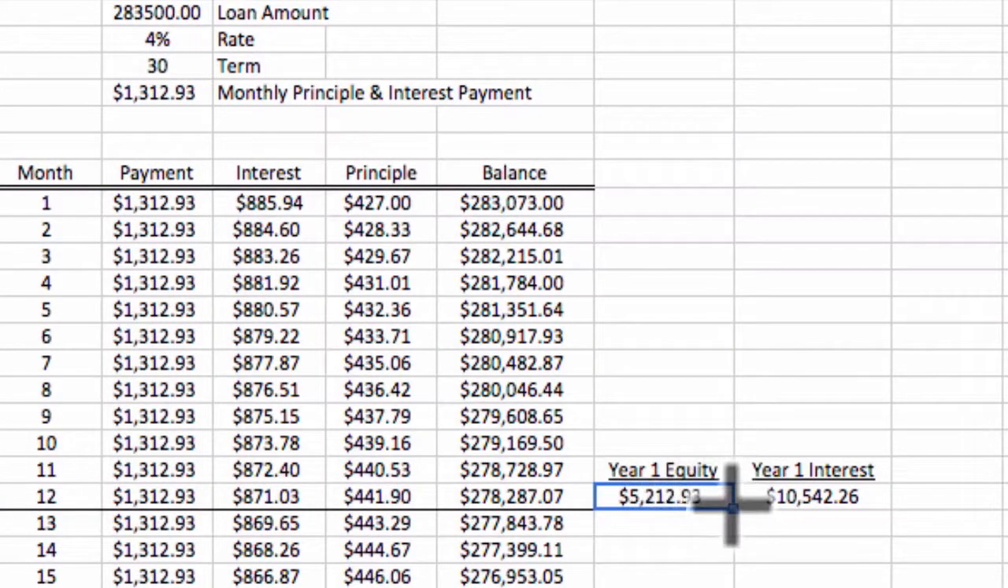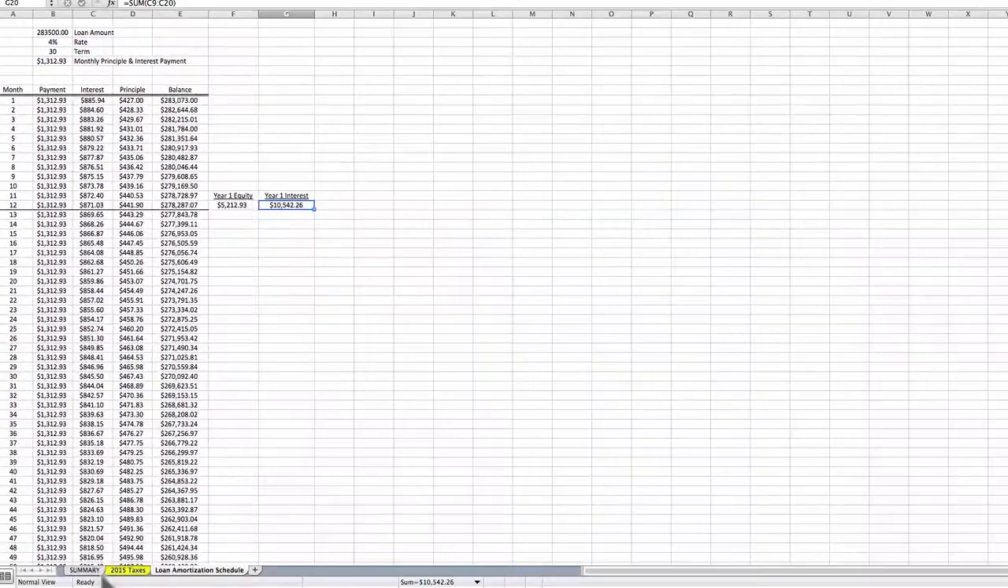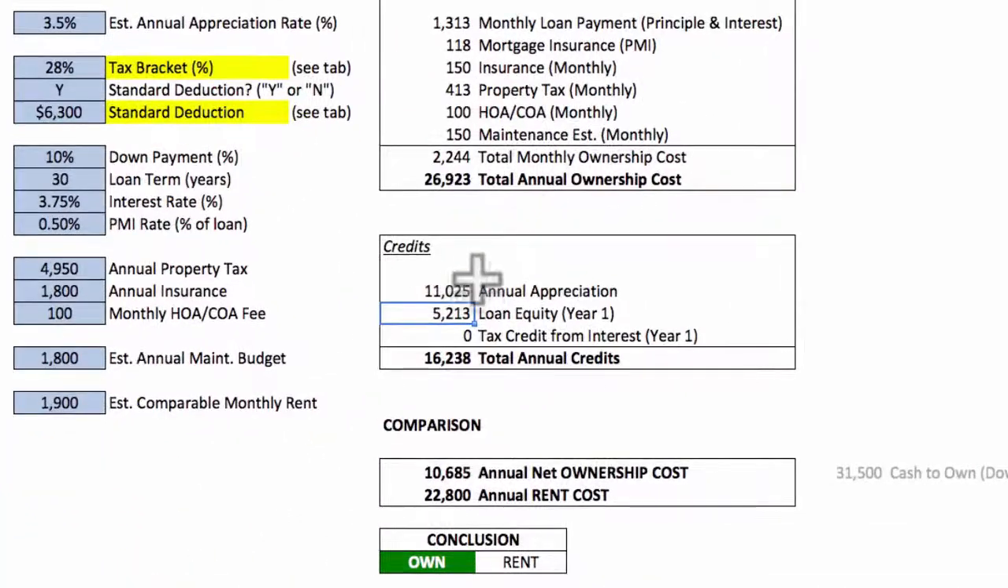And you can see here equity is $5,200, and the interest that first year, if you were to itemize on your taxes, and maybe you were in a high income tax bracket, then this will be more relevant for you. But since we took the standard deduction, interest doesn't apply. So we'll go back to the summary tab here, and it says that the loan equity that first year again is $5,200.